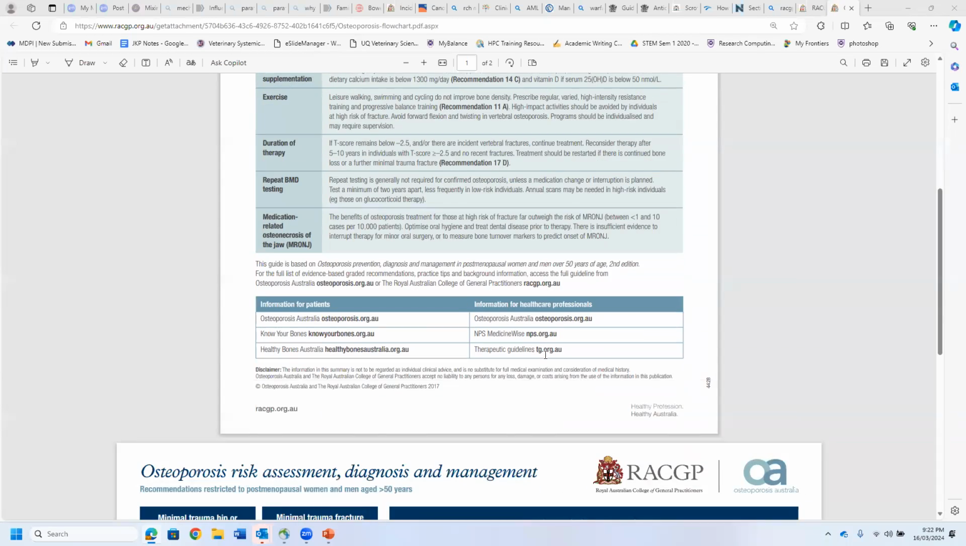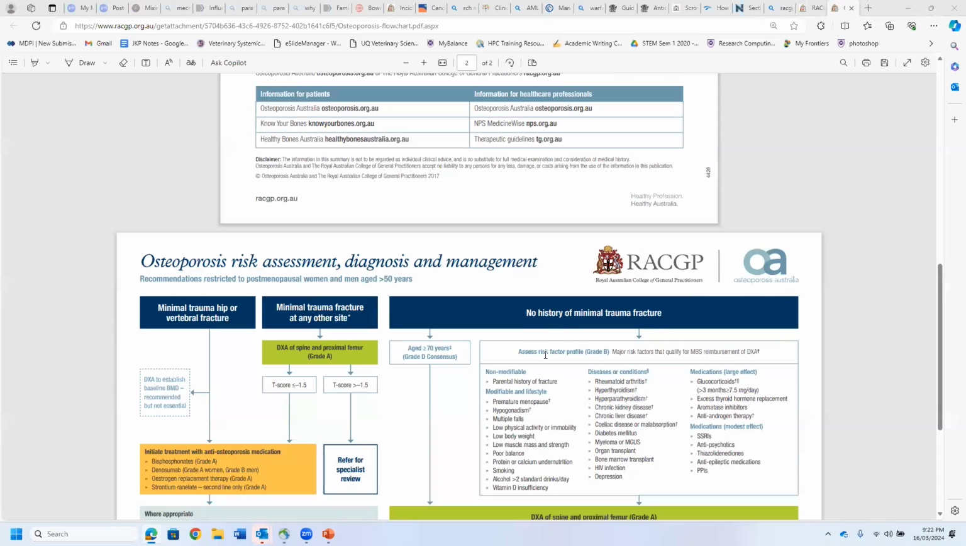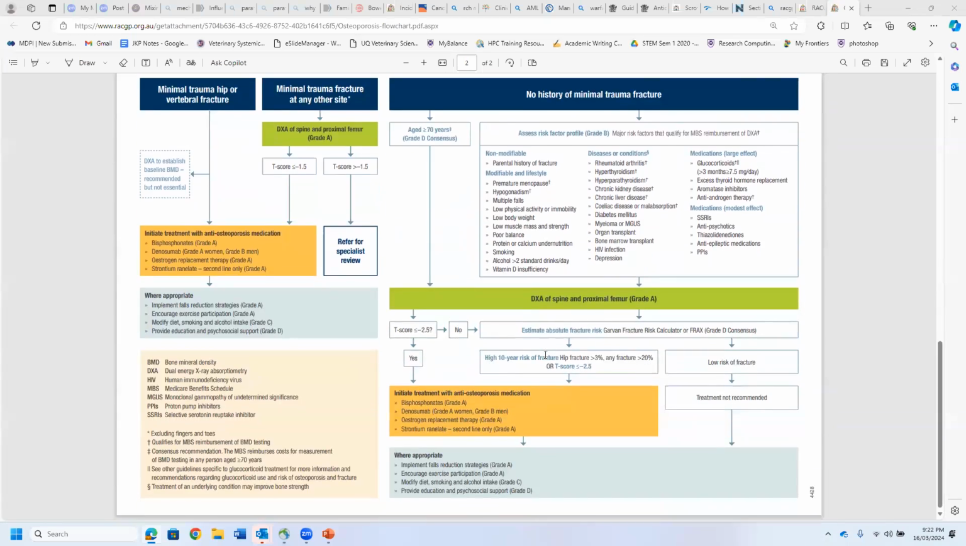Okay. Grade A, B, and C, these are evidence-based. So grade A means supported by evidence. This one is also known as grade A, I think, but usually we use the grade. Same applies for male osteoporosis. Yes, definitely.